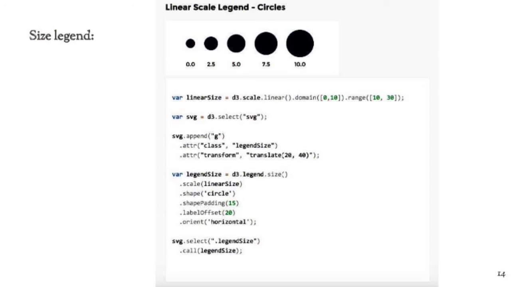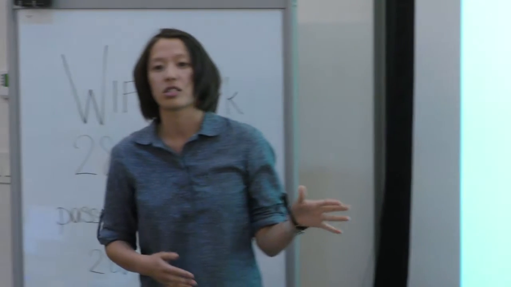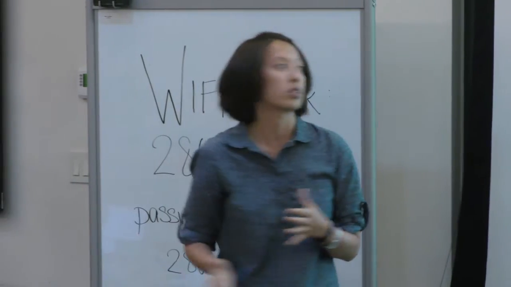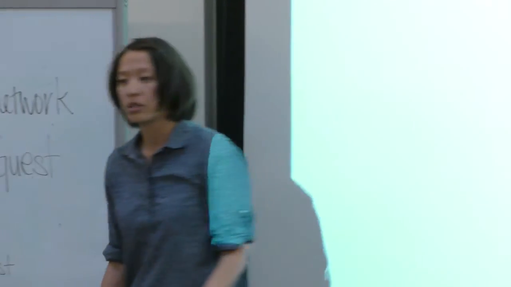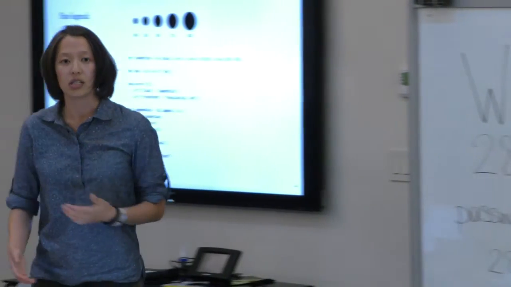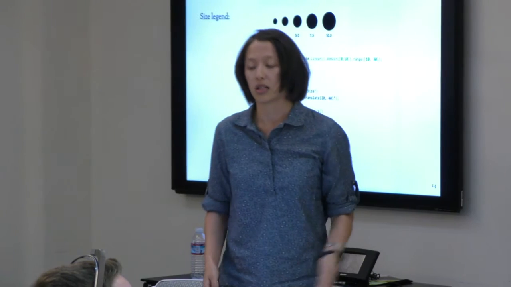This is the second one, a size legend. And similar, the main concept behind it is similar. So what you're doing is you have this linear size scale that you've added theoretically into your visualization somewhere to size circles in your visualization. And you're passing the scale into the legend as one of the parameters. And it's using that scale, the same domain and range you gave it, to essentially automatically generate the legend.